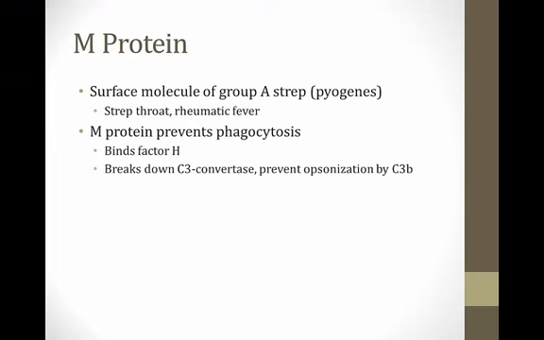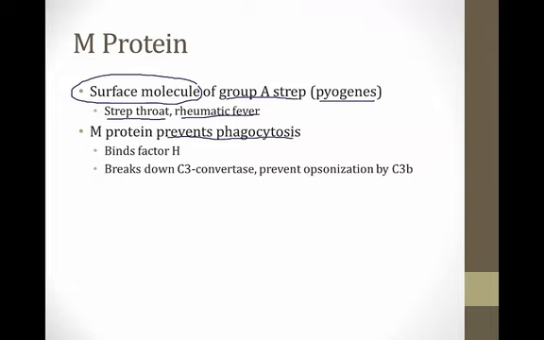The M protein is an important virulence factor for group A strep, which is also called strep pyogenes. It's a surface molecule found on the bacteria, and you'll recall that group A strep is responsible for strep throat and the sequelae of strep throat like rheumatic fever. The M protein works by preventing phagocytosis, and it does this largely by interfering with the complement system.